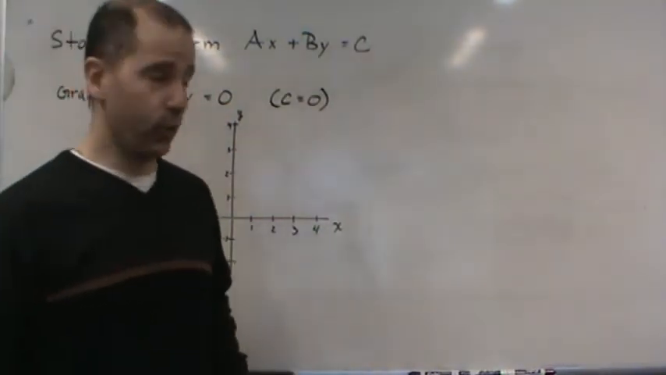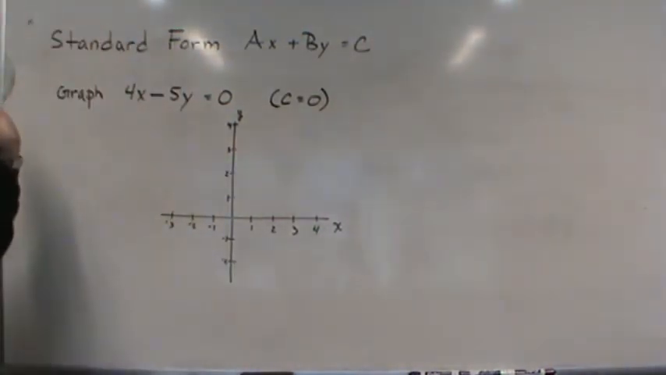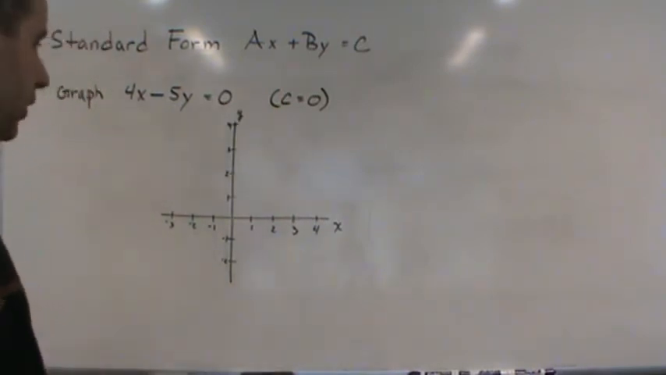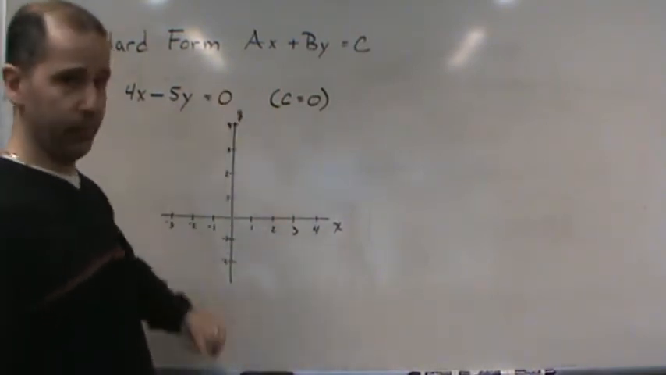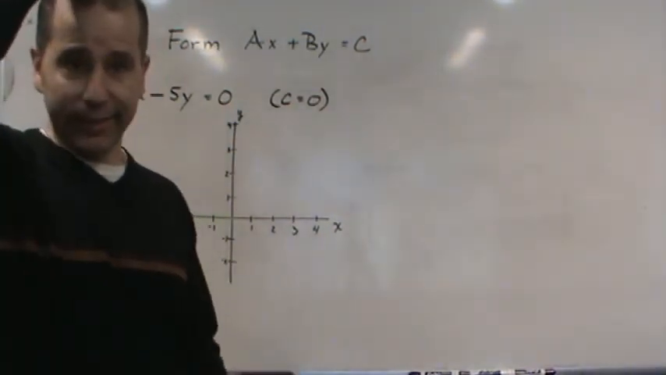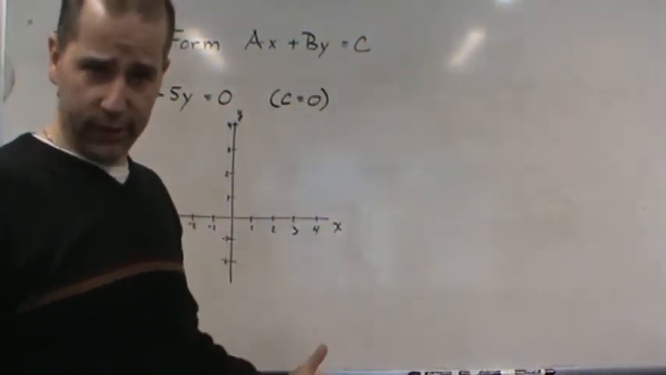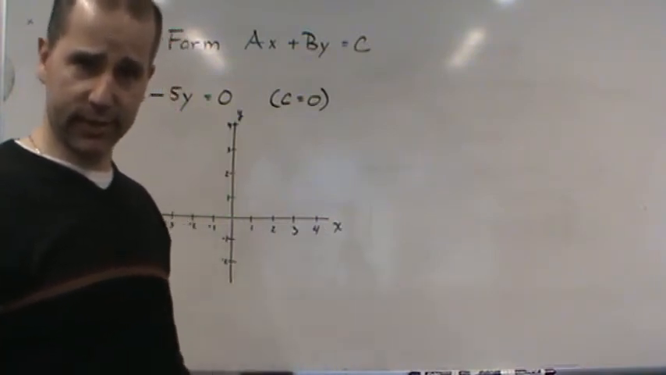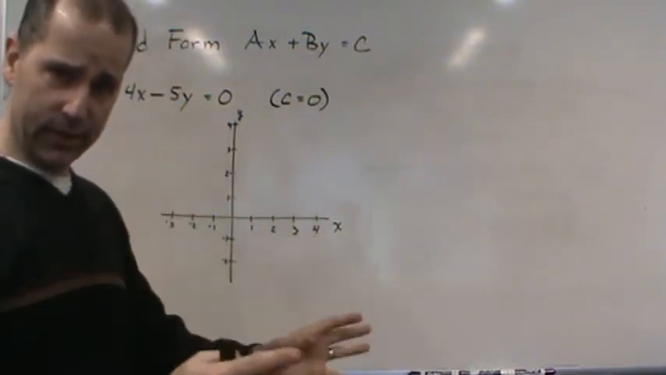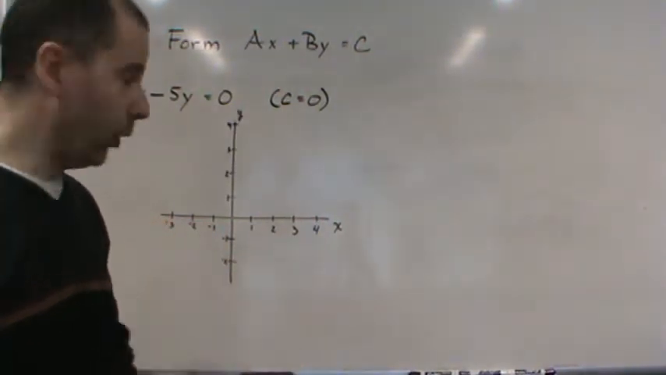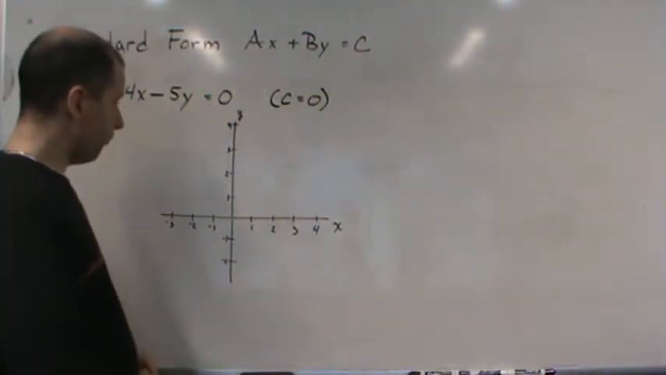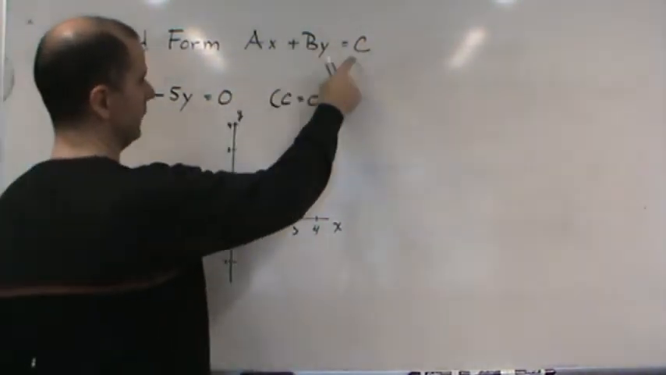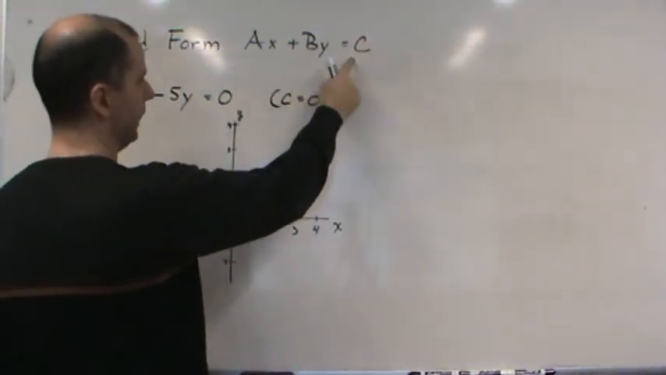Okay, so today we're going to go over the standard form of a line, the standard form of a linear function. By the way, the definition of standard form really isn't standard. It changes from textbook to textbook. For this class, for this video, we're going to use this definition as standard form: AX plus BY equals C.